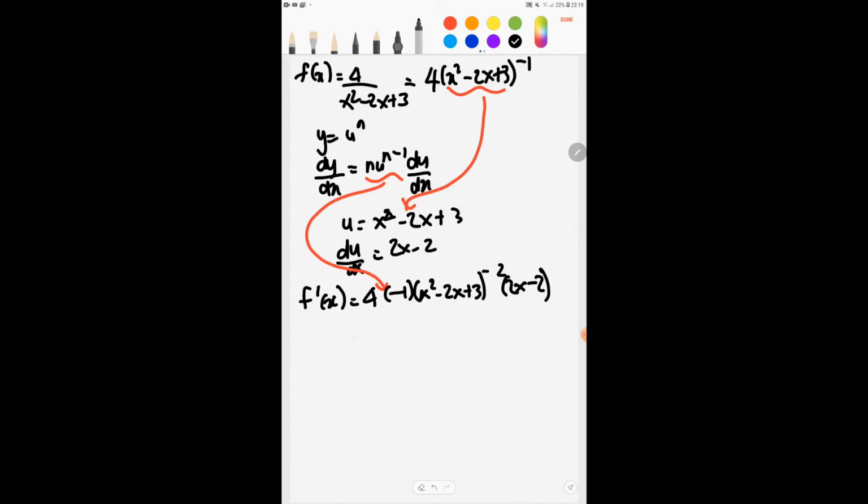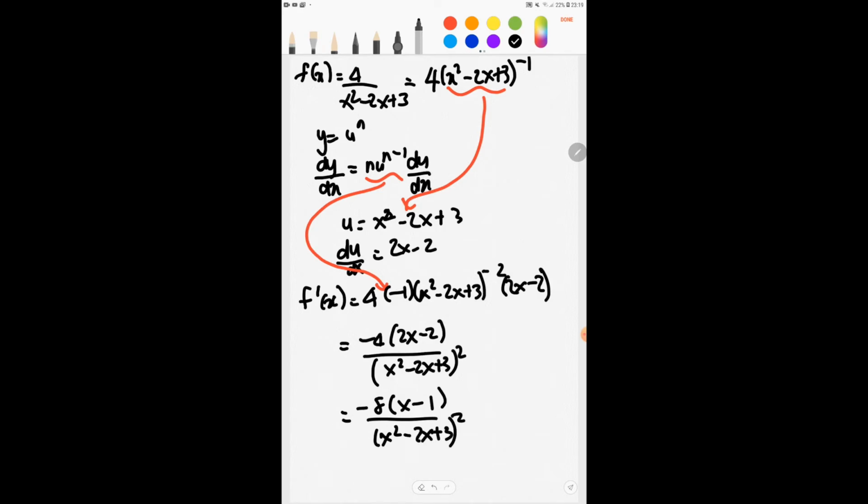If we rearrange that, we get negative 4 times (2x minus 2) divided by (x squared minus 2x plus 3) squared. If you look here, we also have the same factor 2 there that we can take out, so we have negative 8 times (x minus 1) divided by (x squared minus 2x plus 3) squared. So that will be f prime of x for this question.